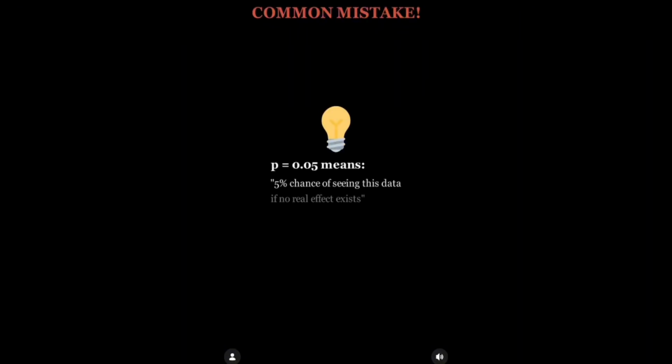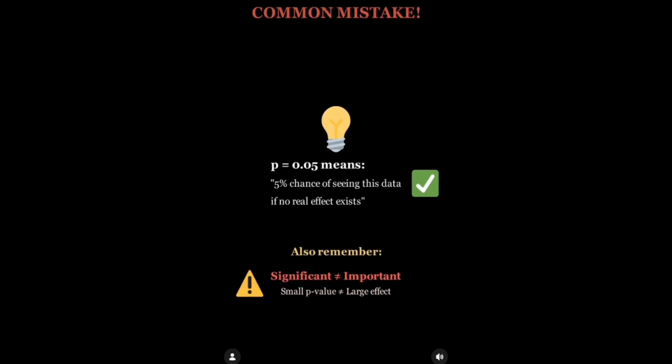But here's a common mistake. P equals 0.05 does not mean there's a 5% chance you're wrong. What it actually means is, if no real effect exists, there's a 5% chance of seeing data this extreme. Also remember, statistically significant doesn't mean practically important. A small p-value doesn't always mean a large effect.